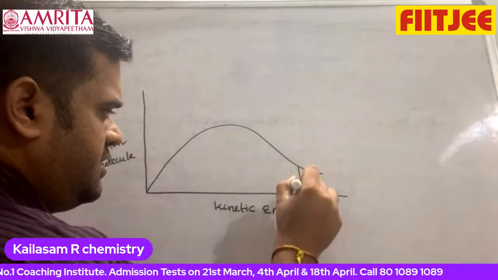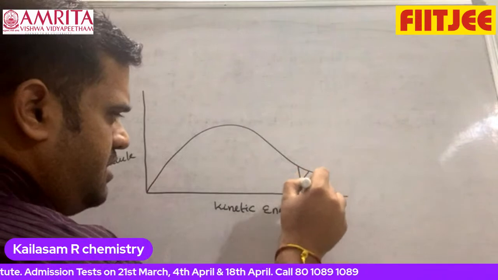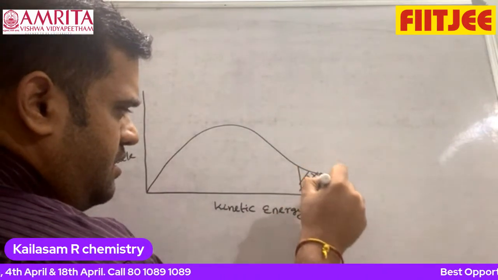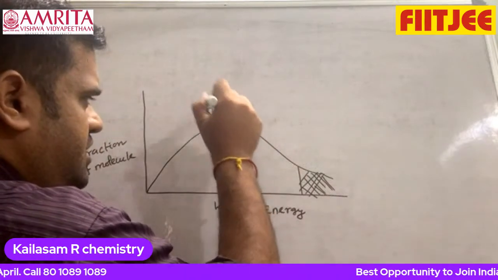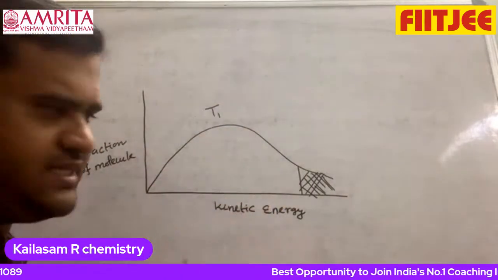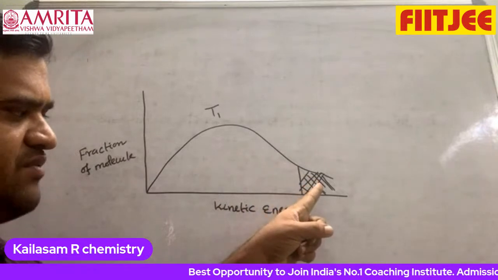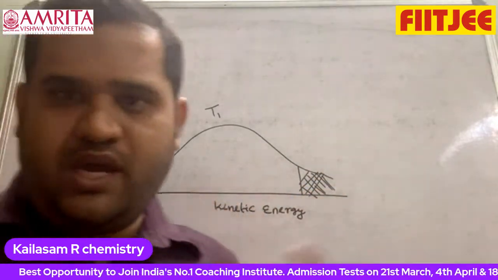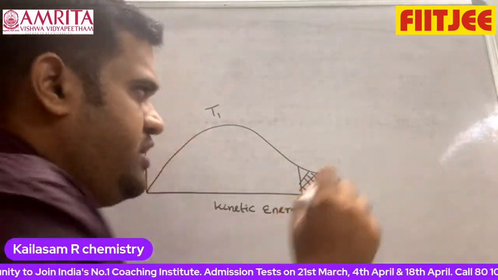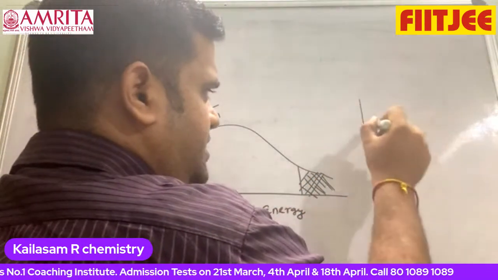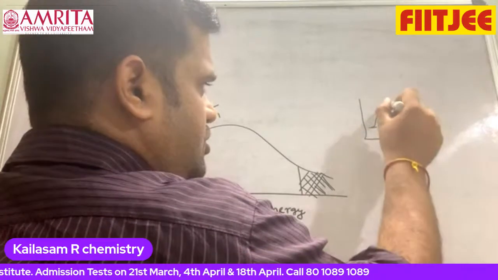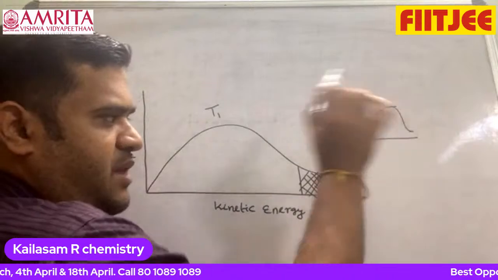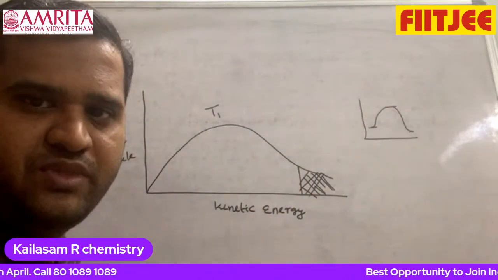How I am writing this. I can take the temperature as T1. Now I can say the fraction of molecules having very high kinetic energy, only those molecules are going to take part in the chemical reaction. Why? This is the graph I told you, isn't it? So only those molecules cross the energy barrier and take part in the chemical reaction. Am I right or not, sir?